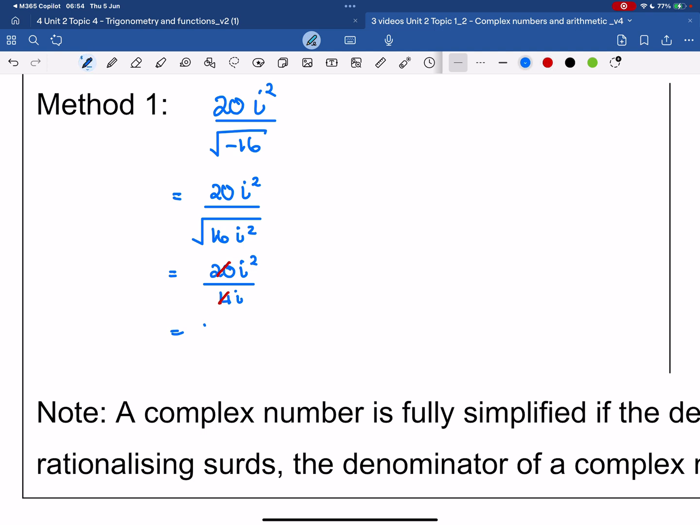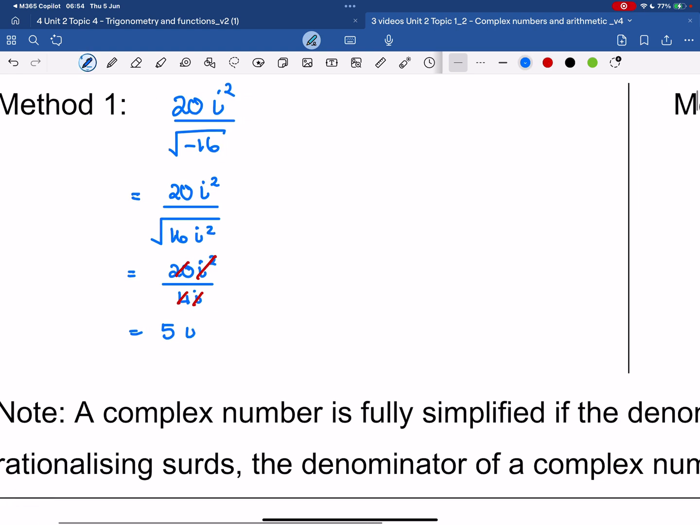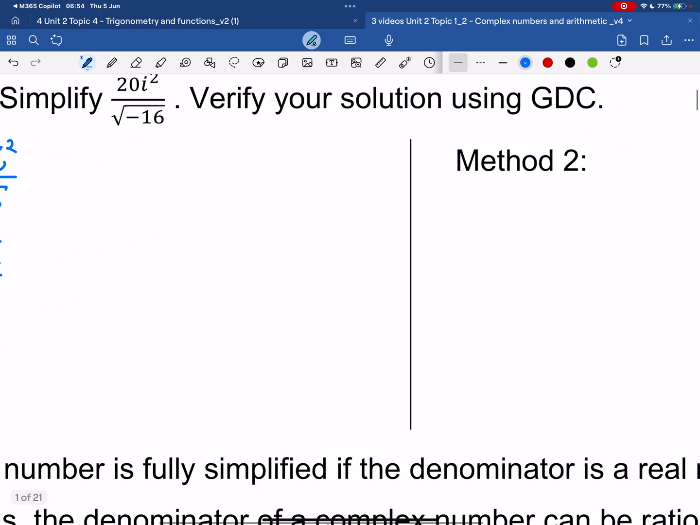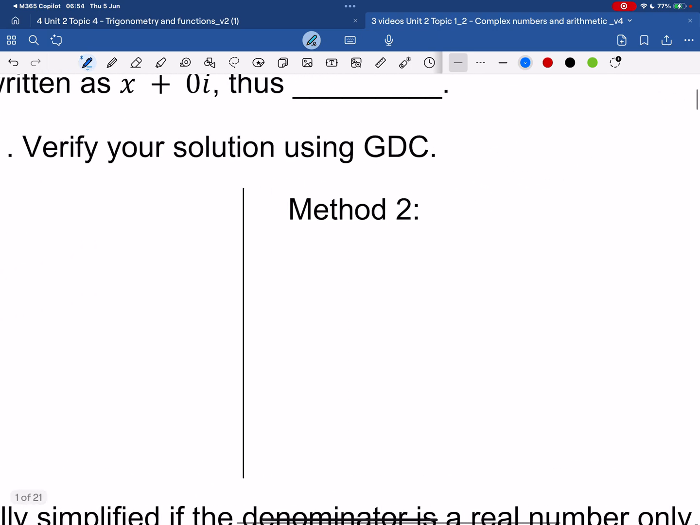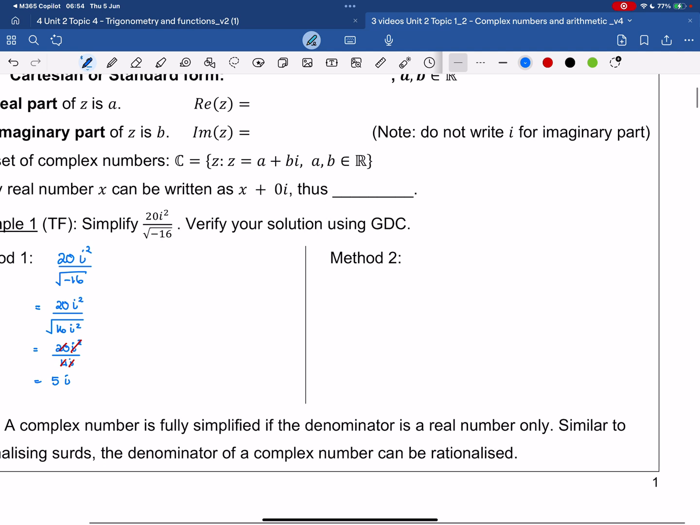And i squared divided by i just gives me i. Okay, first way. Second method, let's just write it down. We've got 20i squared over the square root of negative 16.